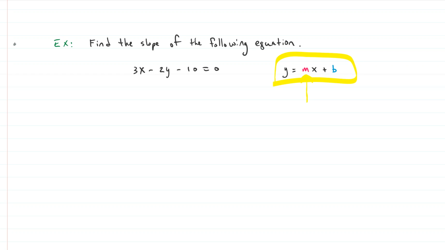When we solve for y, let's take the 3x to the right. They cancel on the left. We get negative 2y minus 10 equals negative 3x. We need to get rid of the negative 10. So we will add 10. That gives us negative 2y equals negative 3x plus 10. Now we divide by negative 2.